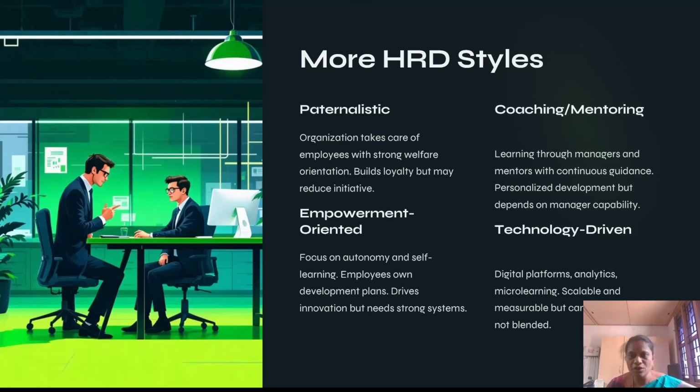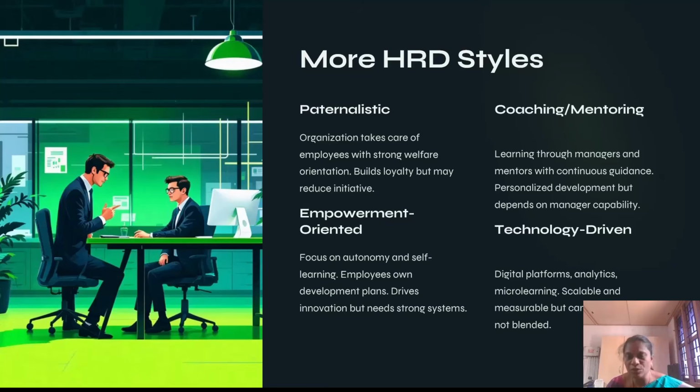Apart from that, there are also additional kinds of HRD styles. One is paternalistic, which means a fatherly approach. The top level management takes care of their employees' welfare and builds a loyalty relationship, which reduces the initiative. And the second one is coaching.